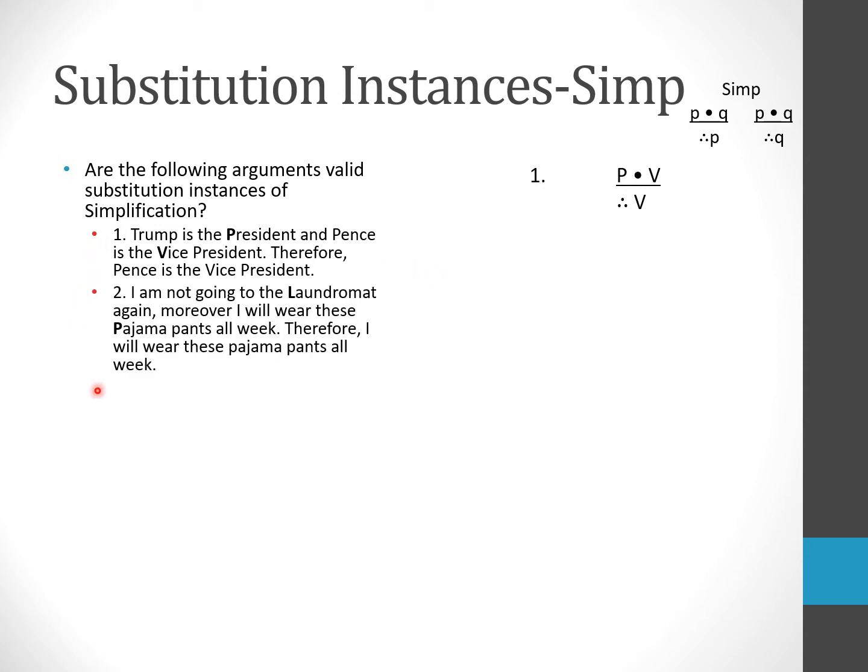So here's this one. I'm not going to the laundromat again. Moreover, I will wear these pajama pants all week. Therefore, I will wear these pajama pants all week. So moreover is a conjunction word. We just symbolize it as a dot. So here, even though we have a negated conjunct, we're still able to pull down the other conjunct. And if we wanted to, we could also pull down this conjunct. The fact that I'm not going to the laundromat again stands alone, despite being part of this conjunction.